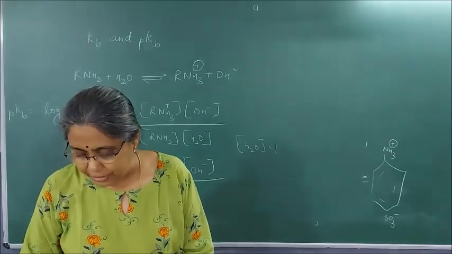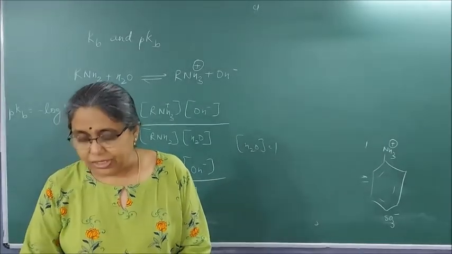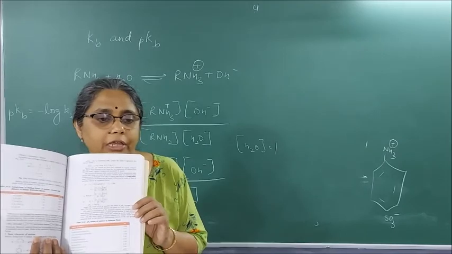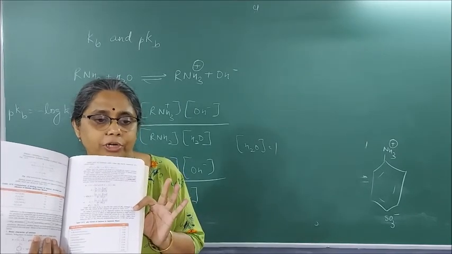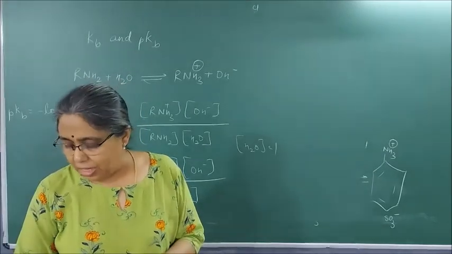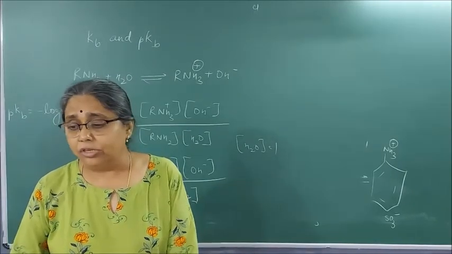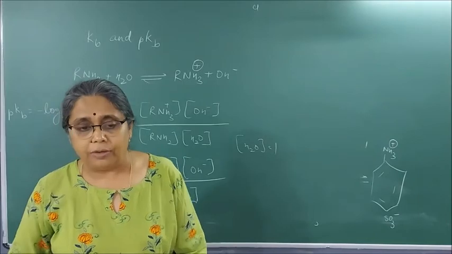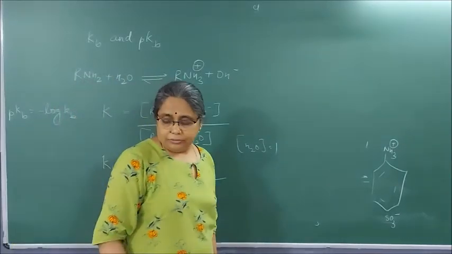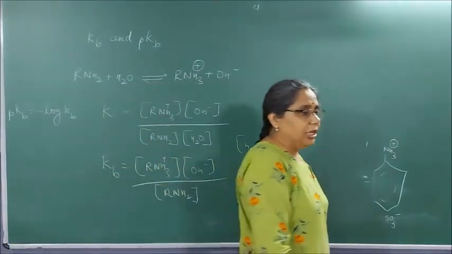Some table will be given. Please take out table 13.3 in the textbook. Very, very important for your competitive exams. See the Kb and pKb values and write which is a stronger base. Pause this and take out the textbook, that table.